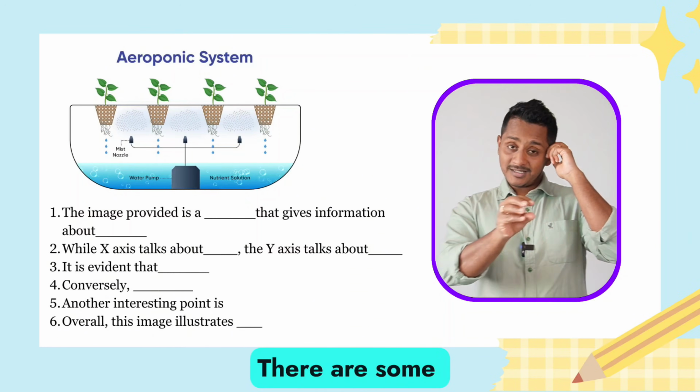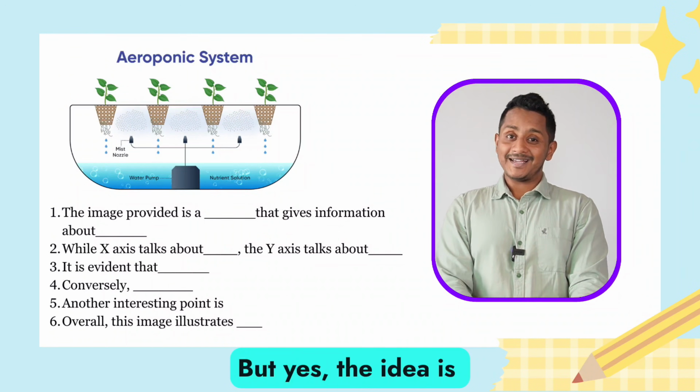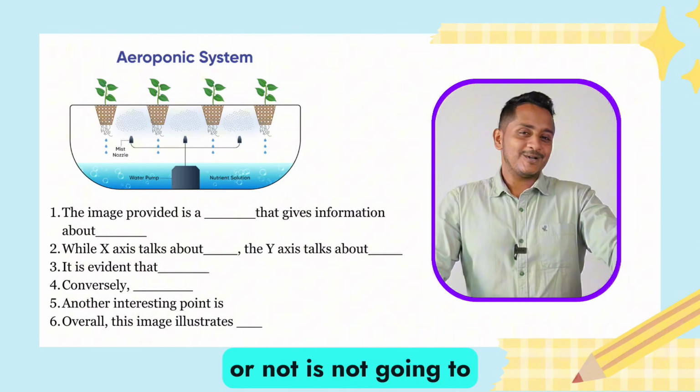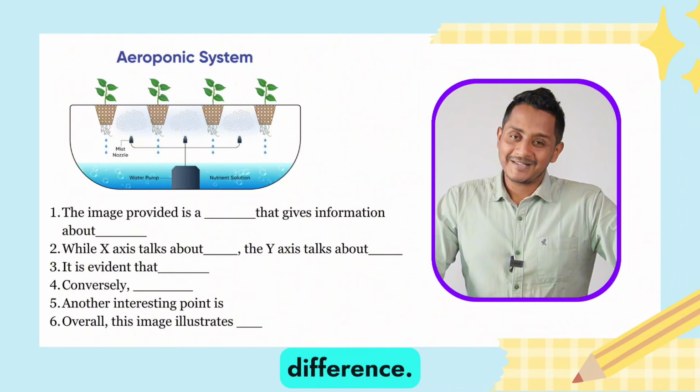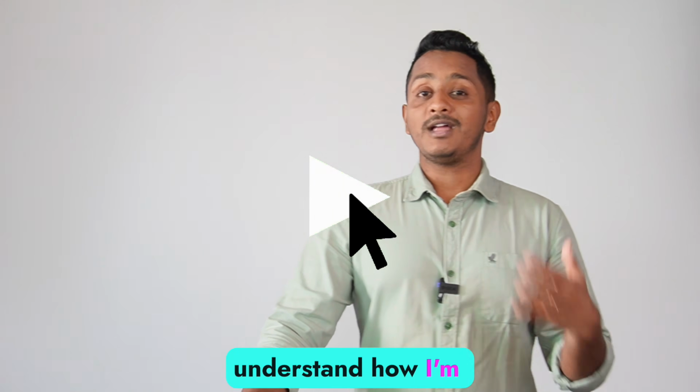Aeroponic system, there are some metrics. I don't think it would be very difficult for you to do it, but yes, the idea is to speak without fumbles. Whether you speak the content correctly or not is not going to make a huge difference. Pause the video, try doing it on your own. Once done, resume the video to understand how I'm going to execute this.